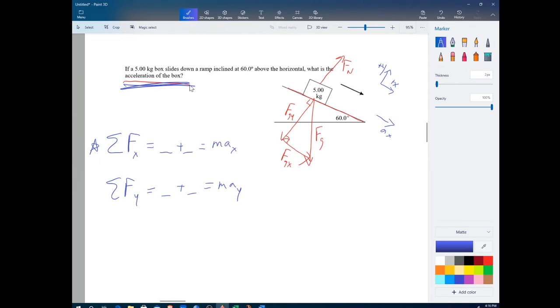Super conveniently here, especially since we don't have friction, I only see one force that is in the X direction. So that tells me that FGX must equal the mass of the box times the acceleration in the X direction. I know the mass. I don't know my FGX yet. And of course I don't know my AX. That's what I'm trying to find. But FGX will be pretty easy to find because, again, we're going to rely on our trigonometry.